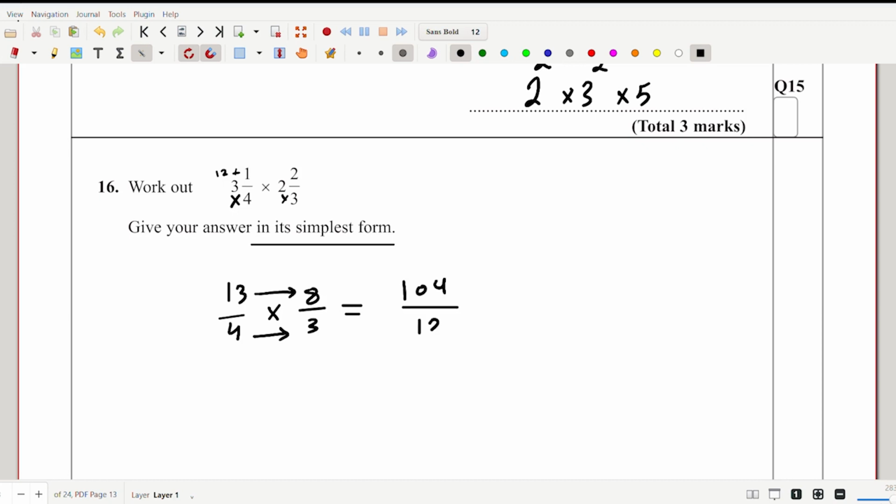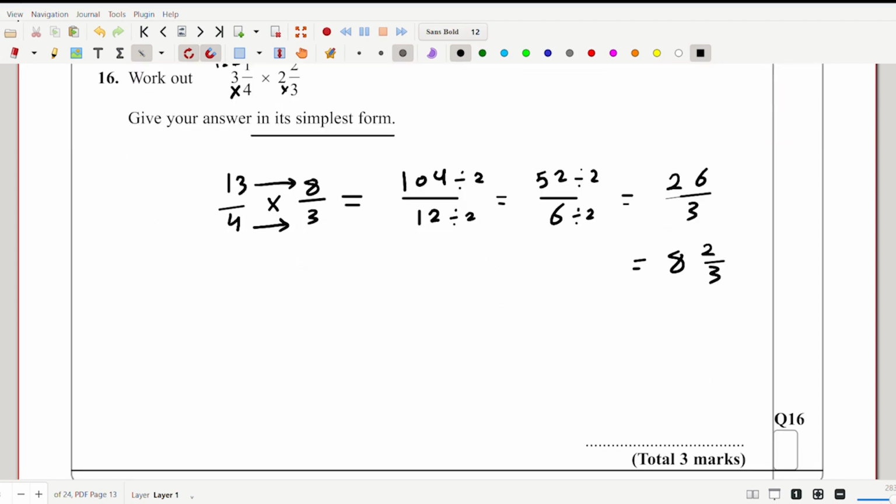104 over 12. Divide this by 2 and this by 2, both of them end with even numbers, so we'll have 52 over 6, dividing again by 2, we'll get 26 over 3. If you do long division, you can find the answer 8 and 2 over 3 as a mixed number, or you could say how many times 3 goes into 26. You will find it is 8 times, 8 times 3 is 24, 26 minus 24 is 2, so the answer is 26 over 3 or 8 and 2 over 3. It's better to write it as a mixed number.